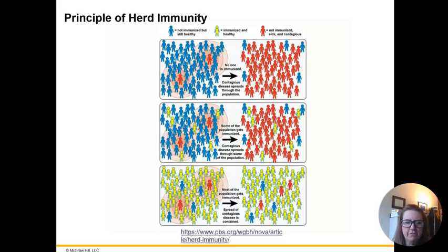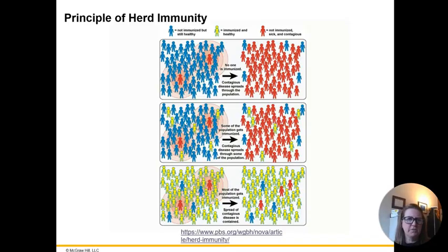So let's take a look at our figure. The top figure shows us in blue the not immunized but still healthy. And then in yellow, we're going to see immunized and healthy. And then in red, not immunized, sick, and contagious. So essentially what we have in the first figure is we don't have anyone immunized. So we could think about this being early on in the spread of smallpox.